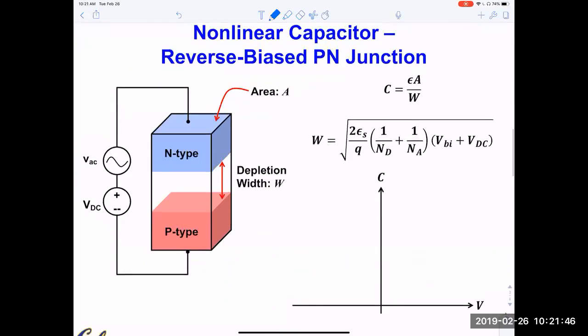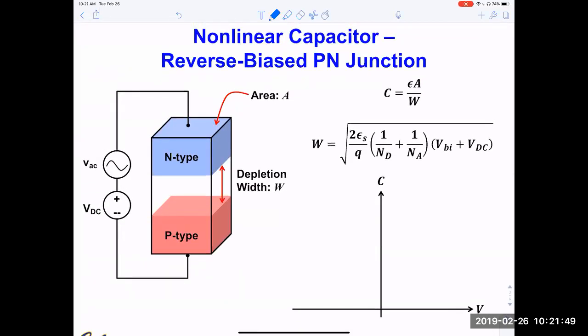Okay, so now here is a nonlinear capacitor. We have learned actually already one nonlinear capacitor, that is reverse biased PN junction. Okay, so here is a brief review of a reverse biased PN junction. Now I draw the PN junction in the vertical direction, but it's a one-dimensional PN junction. Top is N-type, bottom is P-type, and if I apply a reverse bias, so positive voltage connected to the N-type, okay, and negative voltage connected to the P-type. So this is a reverse bias PN junction.